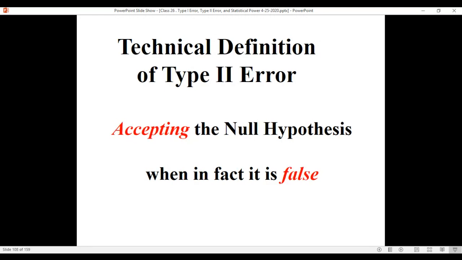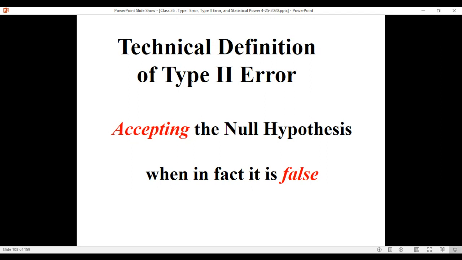Okay, now here's the technical definition of type 2 error. Type 2 error is accepting the null hypothesis when in fact it's false. Now again, you might find it easier to look at the bottom part first. If the null hypothesis is in fact false, that means the population means are different. And then to the top, so it's a type 2 error to accept the null hypothesis and conclude that the population means are the same.